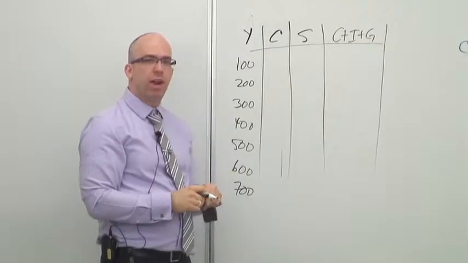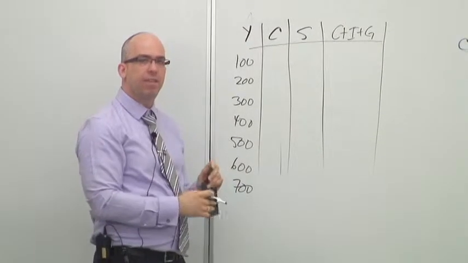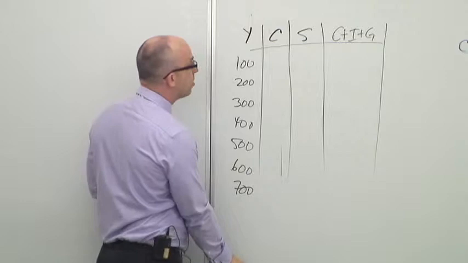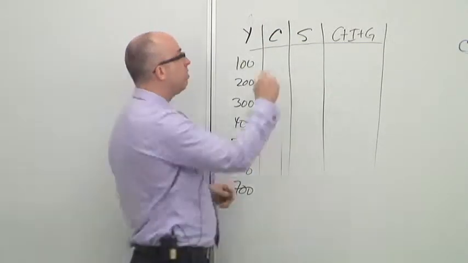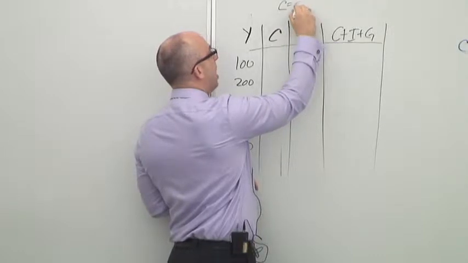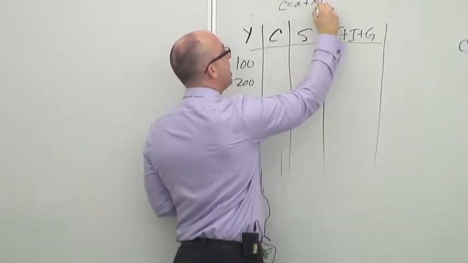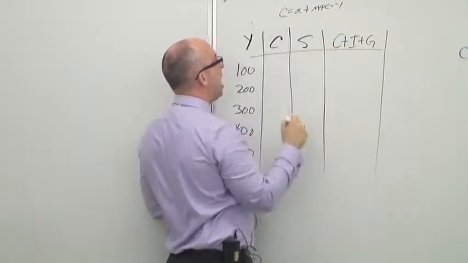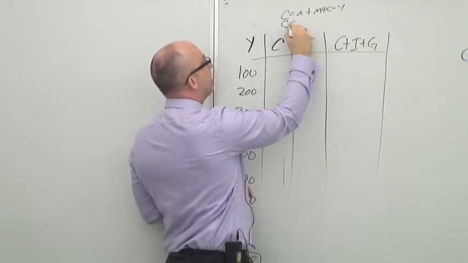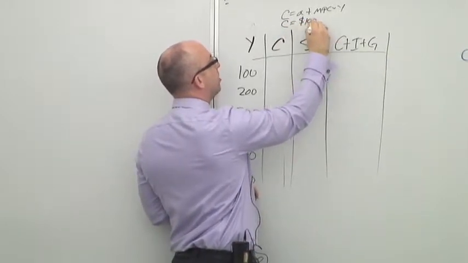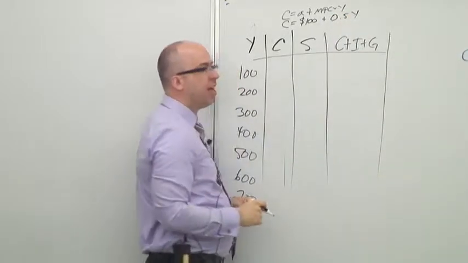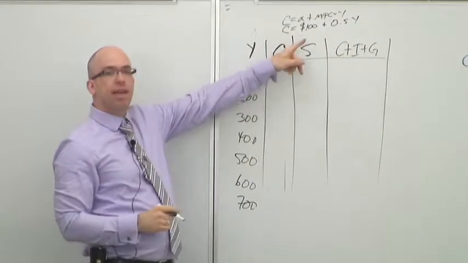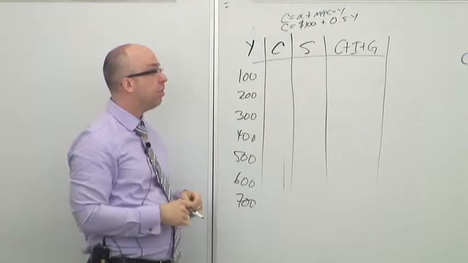Now I'm going to do a numerical example of this Keynesian cross, or this aggregate expenditure model. What I'm going to do first is give a mathematical function for C equals A plus MPC times Y. And I'm going to make this be C equals $100 plus 0.5 Y. And so this gives us a mathematical number to work with, a mathematical formula.